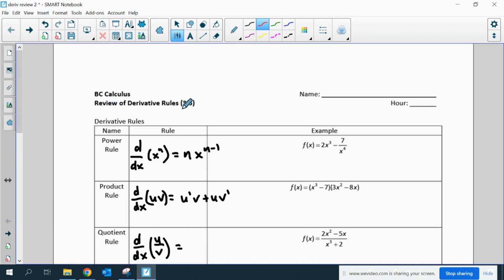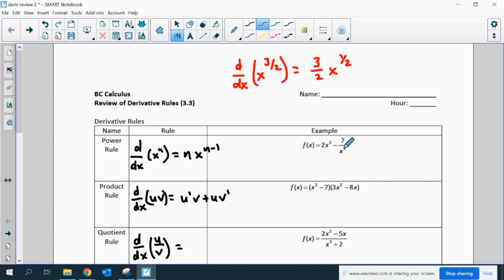This is a review of some of the basic derivative rules. First is the power rule. The derivative of any polynomial or something that looks like a polynomial, you just subtract 1 from the exponent and move that exponent to the front. So for example, if I want to take the derivative of x to the 3/2, I move this 3/2 to the front and turn it into a multiplication, and I subtract 1 from the 3/2, and it becomes x to the 1/2.